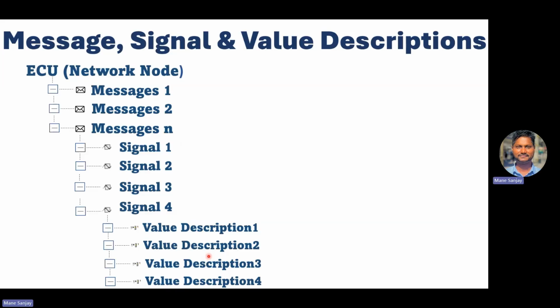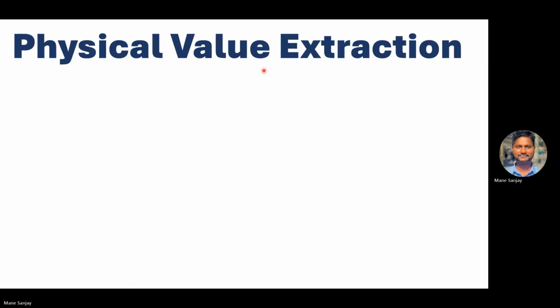If you don't want to work on the value description, you can directly start creating the signal and messages, and then you can assign those messages to a specific node. These are the elements which we are going to work on when you create the CAN database file. But before jumping in, I covered what is the need of the CAN database file. That's extracting the physical value from the raw frame. That's what I explained earlier.